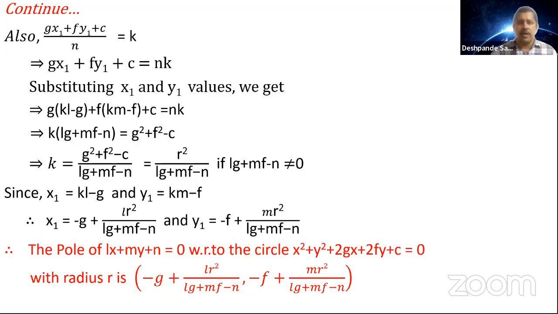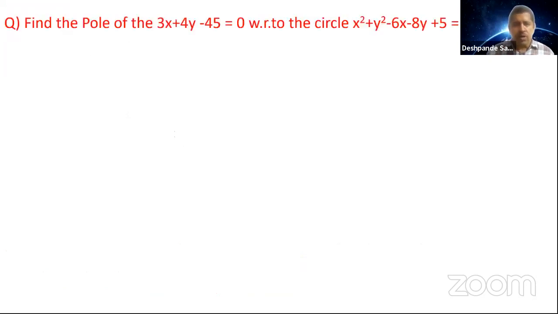For the simple circle equation x square plus y square is equal to a square, the formula is very easy to remember: minus a square l by n, minus a square m by n. But here you cannot remember the formula. Okay, so let us take the problem here. Find the pole of the line 3x plus 4y minus 45 is equal to 0, and the circle equation is given as x square plus y square minus 6x minus 8y plus 5 is equal to 0. Right? So you got the line and you got a circle equation.